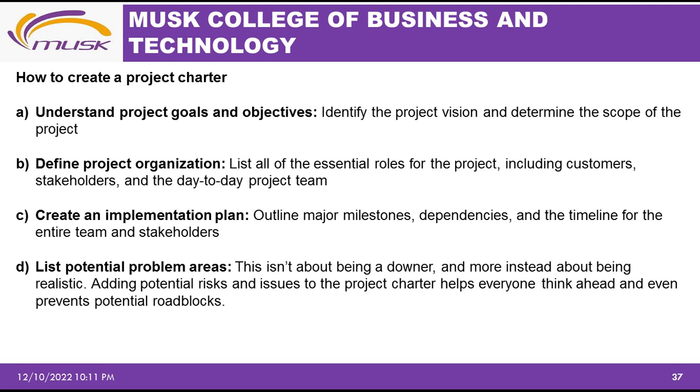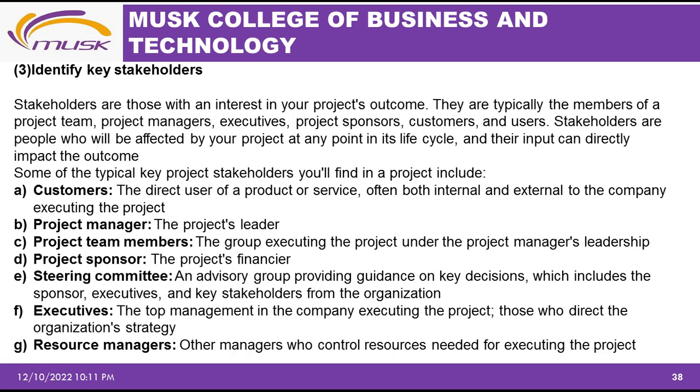And number D is list potential problem areas. And we are saying this isn't about being a downer, but more about being realistic. So as we identify potential problems, we need to be realistic on what we can solve, what issues we can be able to deal with. And then step number 3 is to identify key stakeholders.